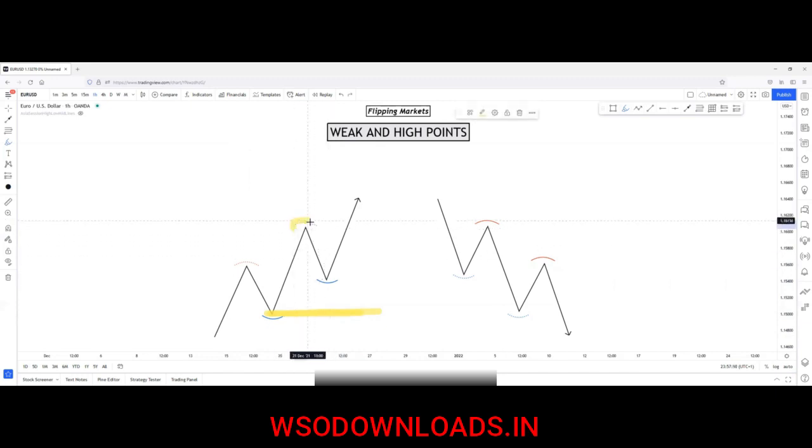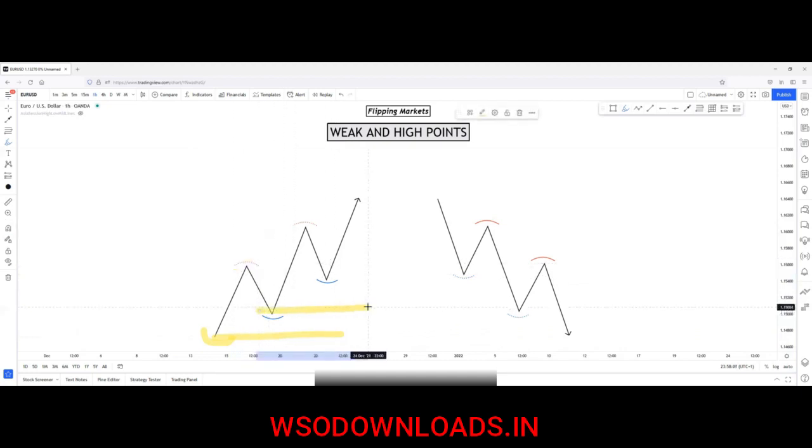And as soon as this weak high breaks, it will create a strong low again, which is this one. So as you can see, we had this structural low here. And let's say this is a strong low. Price created a pullback, couldn't break below the last strong low. So this means this will be a weak high.